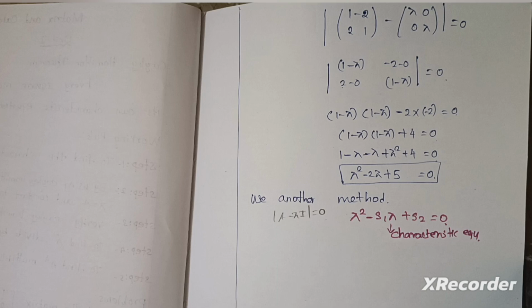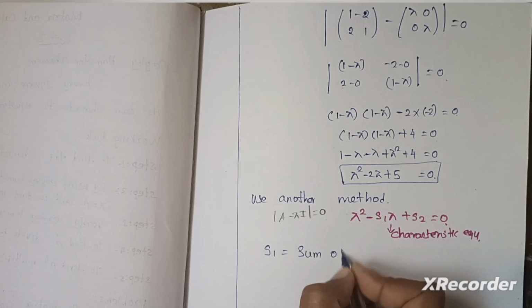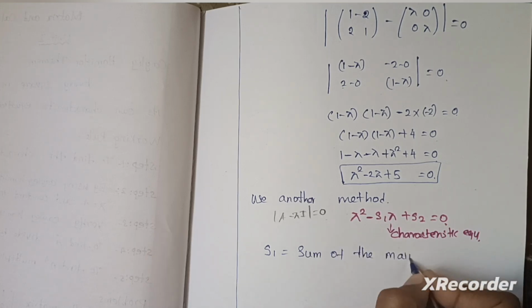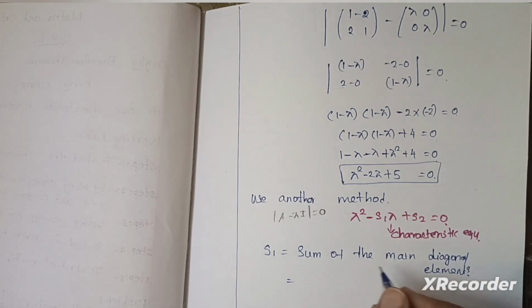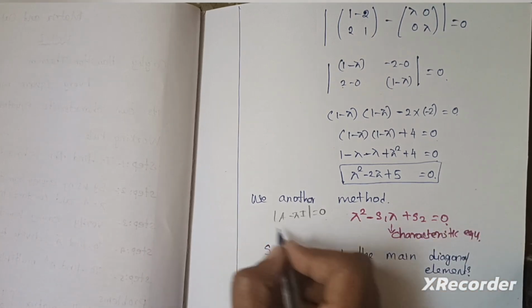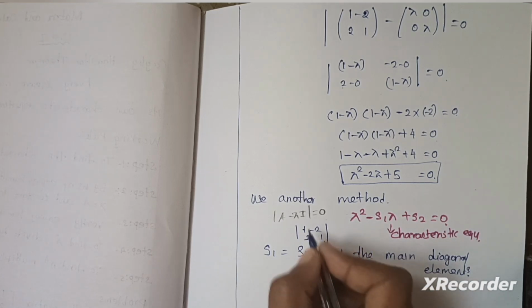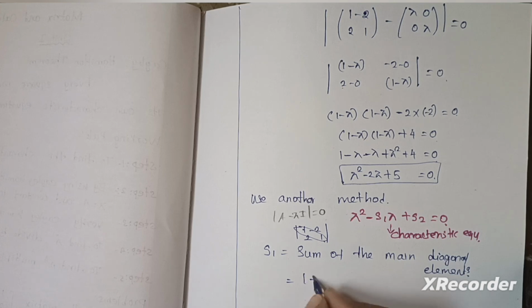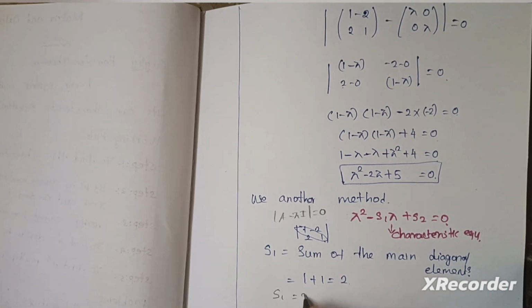Now let's find s1. S1 is the sum of the main diagonal elements. What is the matrix A? 1 minus 2, 2 1. The diagonal elements are 1 and 1, and the sum 1 plus 1 equals 2. So s1 equal to 2. Next we have to find s2.